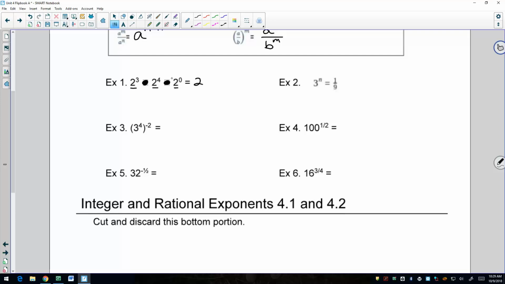When you are multiplying, you add the exponents together. So 3 plus 4 is 7 plus 0 is 7. So that becomes 2 to the 7th, and that's how you leave your answer. So again, you can only combine the ones that have the same bases.